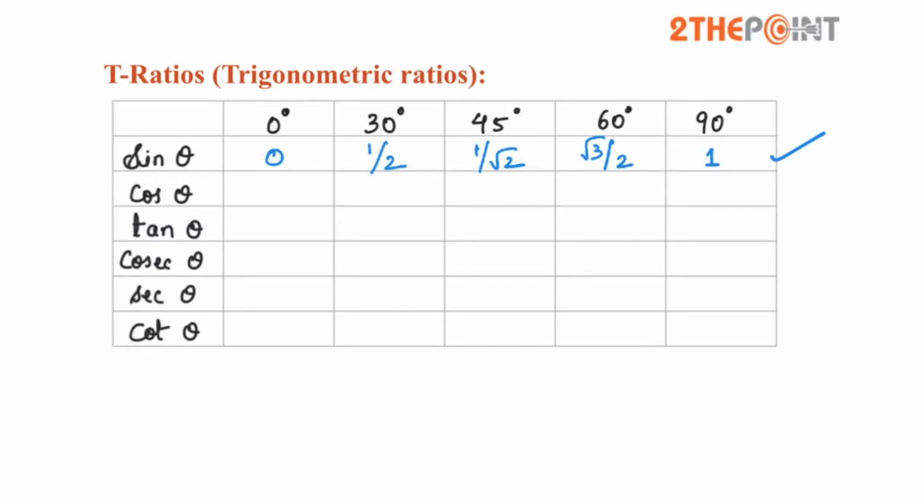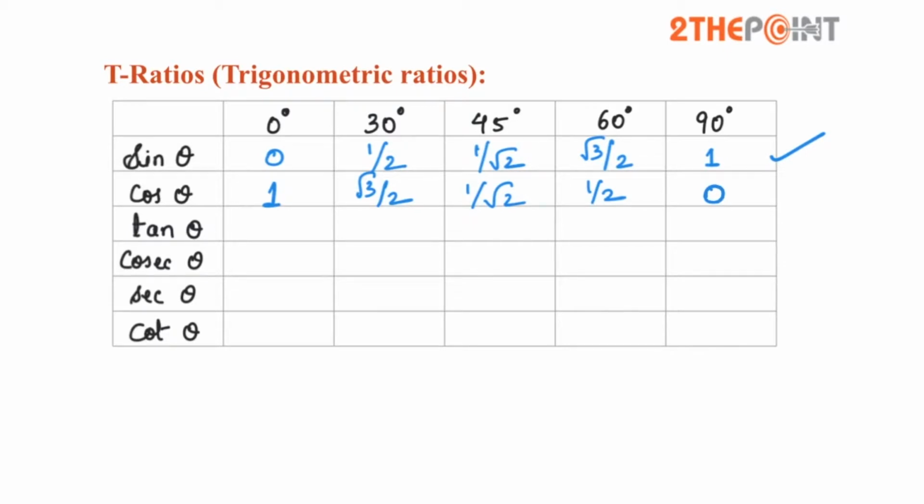How will you get it? Cos theta is nothing but write the reverse form of the sine values. That is, cos 0 will be equal to sine 90 degree. That is 1. And cos 30 degree is root 3 by 2. And cos 45 degree is 1 by root 2. And cos 60 degree is 1 by 2. And cos 90 degree is 0.